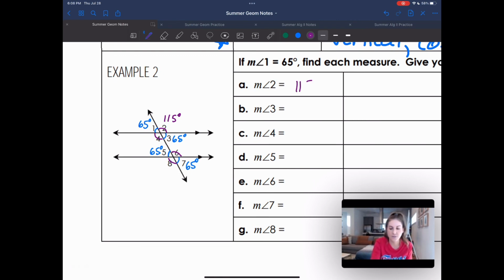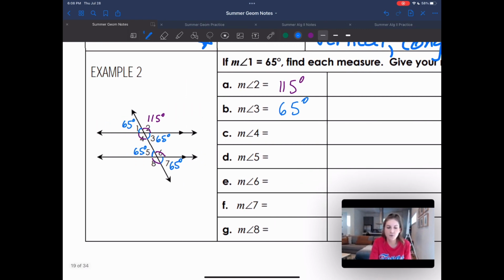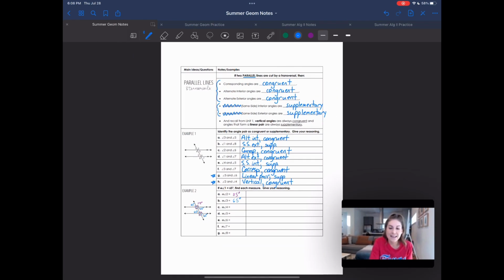Angle 2 is 115 degrees. I think they just alternate from there. 3 is 65 degrees. 4 is 115. Yes, they should alternate in this pattern. I filled them all out on here. I'll let you guys fill them out there. Don't worry about the give your reasoning because we went through that just talking about it. And that's it.